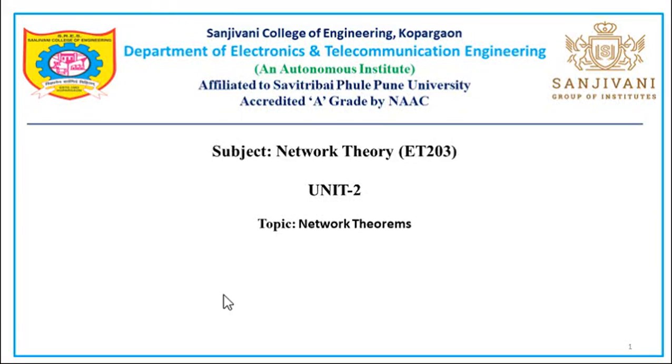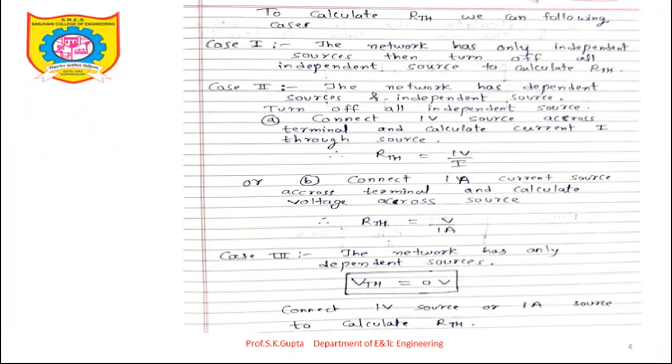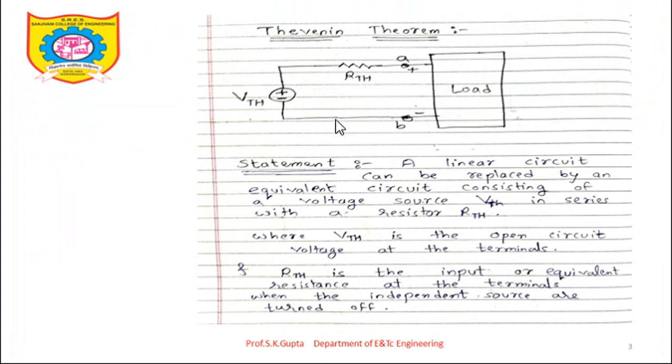Welcome all. So now the next theorem is Thevenin theorem. Before I go for the statement, just look at the circuit. We have one voltage source, named VTH, in series with one resistor RTH between terminals A and B. This terminal A and B is connected to one load.